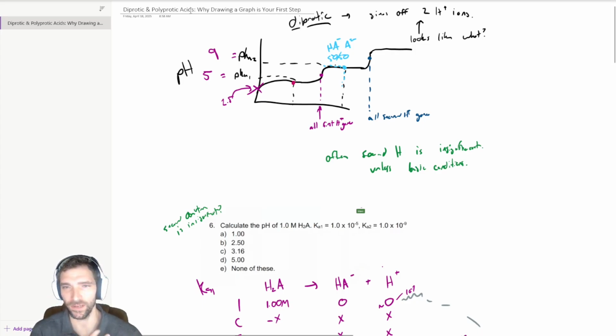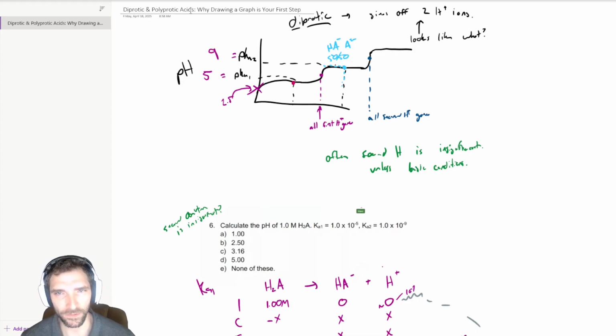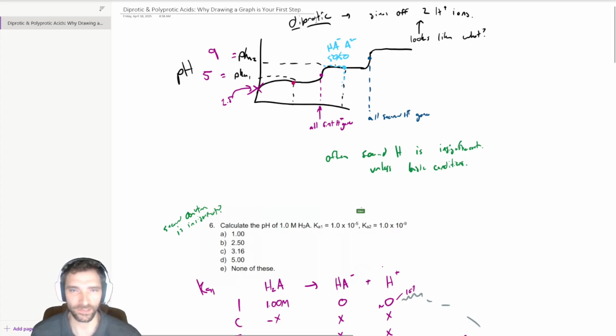I've tutored a number of students on this, and oftentimes they don't know how to start a problem when it's diprotic, or they get confused by the math involved. They're kind of focusing on the wrong part, and it's very understandable because the math is tricky, but it's driven by the concepts. So when we're talking about diprotic acids, there are a few things that you really just need to keep in mind.